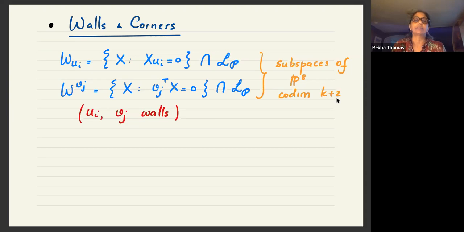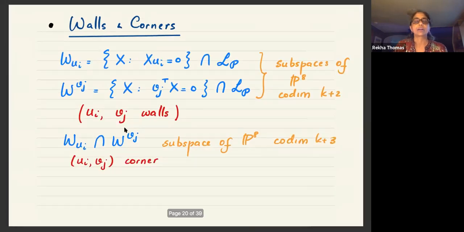It has codimension K plus 2. So it has 2 additional independent equations to the ones in LP. And similarly, we have another subspace, which I'll call W of VJ, which are all the matrices that have left kernel VJ. Okay, so these are both subspaces. They have codimension K plus 2. And we'll call these walls. So this is the UI wall, and this is the VJ wall. So they have one more codimension than the codimension of the epipolar variety. Okay, so that's why we'll call them walls.